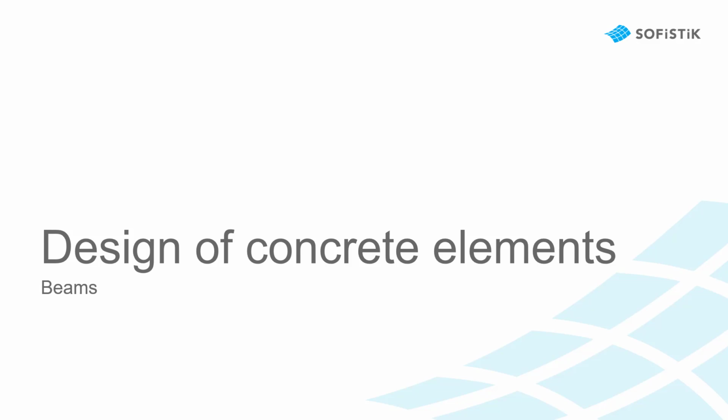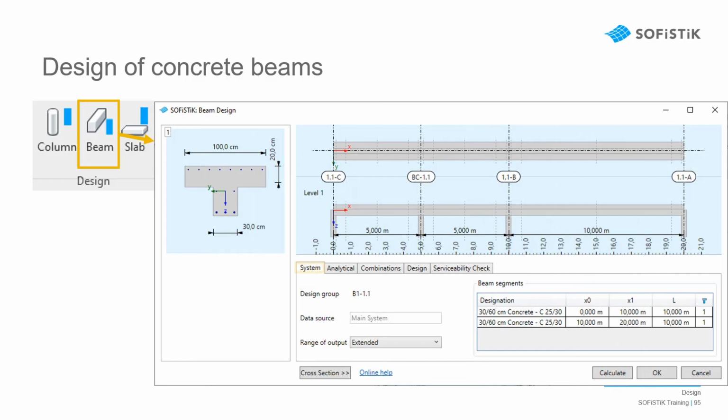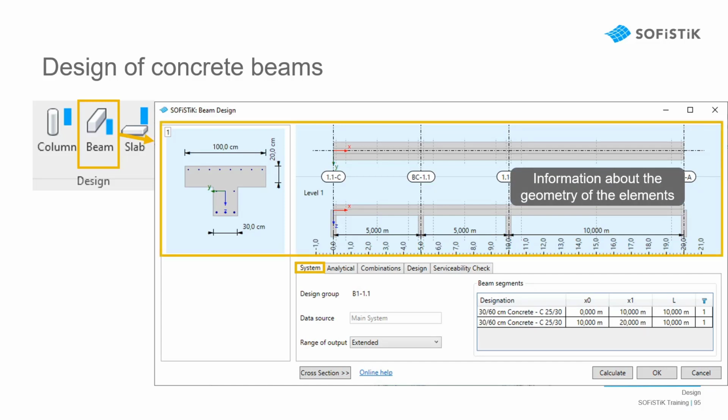We now take a look at beams. This dialog will allow for the design of multi-span concrete beams. In the tab System, the geometry can be checked as well as the corresponding cross-sections. For beams, a design group defines a continuous design object.